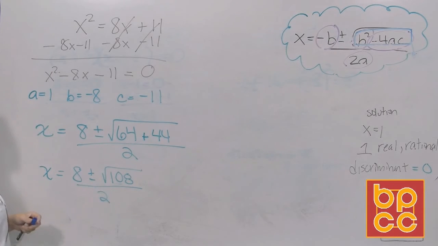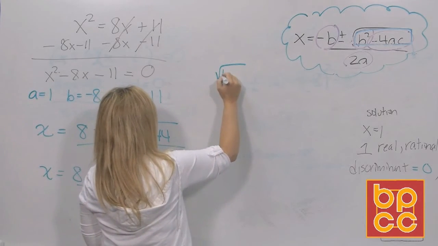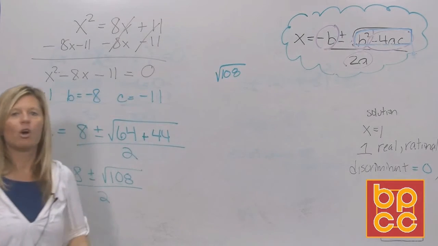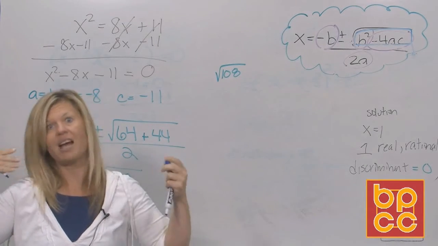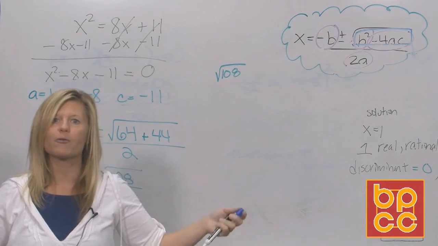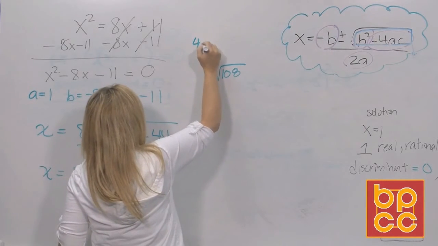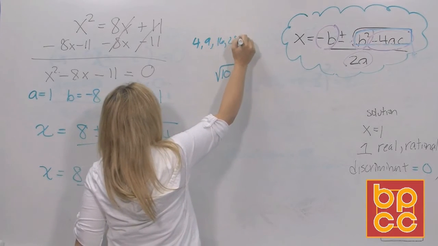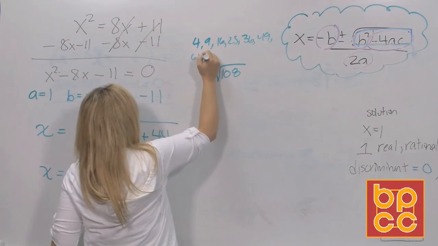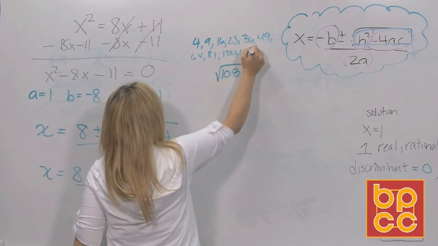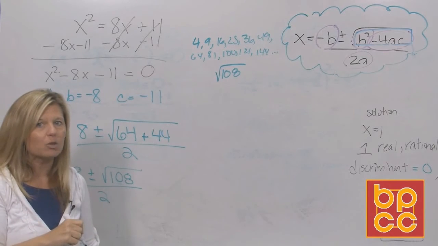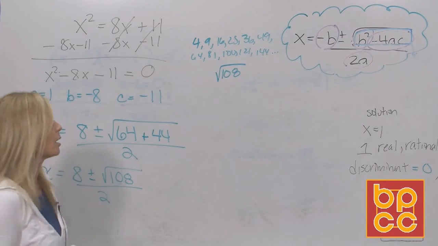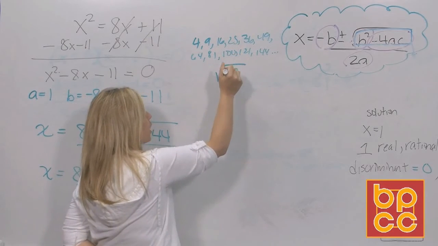We cannot leave a square root of 108. We have to break it down. So I'm going to go over to the side here and break down the square root of 108. The only way to break down a square root is to use your perfect square numbers. Here's another thing you have to have memorized from algebra. What are your perfect square numbers? They are 4, 9, 16, 25, 36, 49, 64, 81, 100, 121, 144. We've already seen this in Module 3: the only way to break down a root is to use a perfect square number. You don't want the smallest perfect square, you want the biggest.